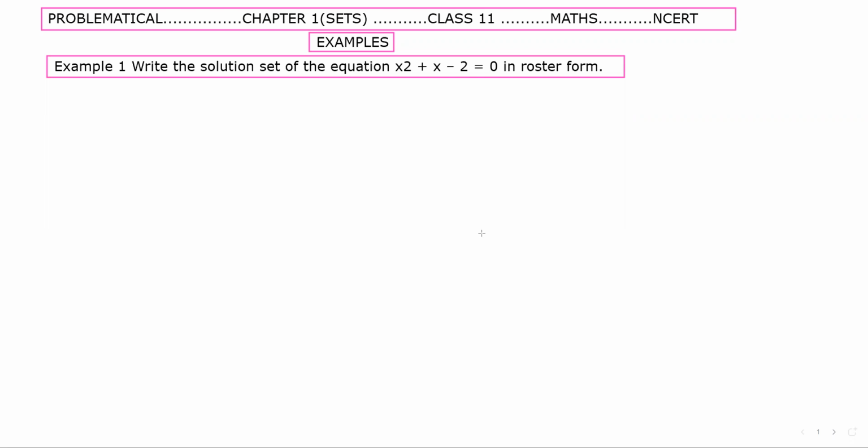So first question is, write the solution set for this equation in roster form. Now the equation given to you is x squared plus x minus 2 is equal to 0. It's a quadratic equation, so by solution we will mean that x can have two values.